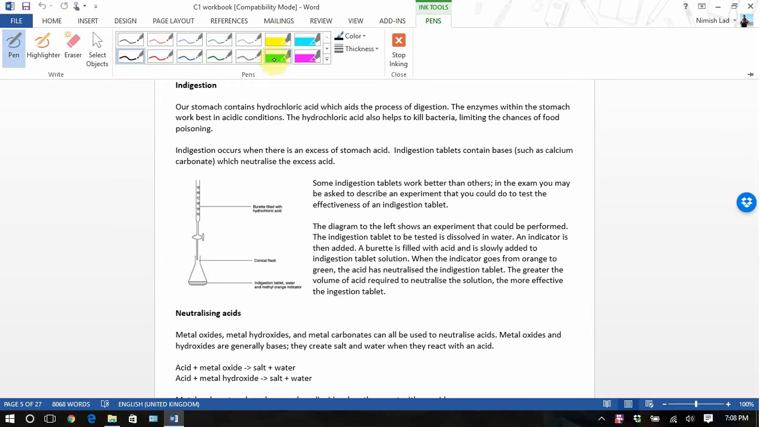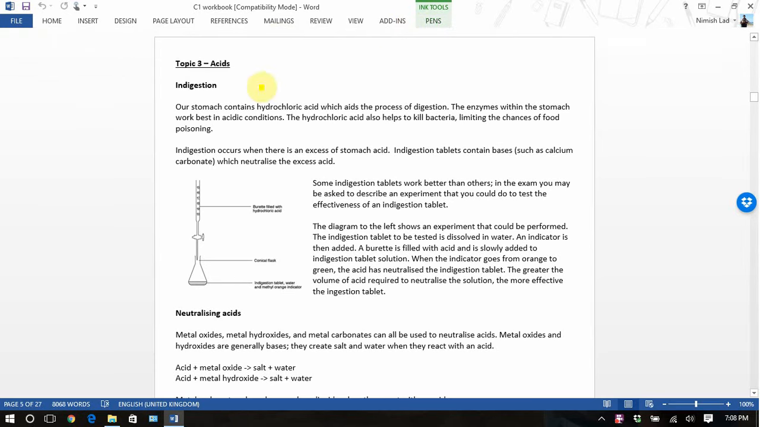This is a C1 video for Edexcel topic 3 chemistry for C1, which is all about acids. Let's go through this. It goes through indigestion, talks about neutralizing acids and how salts are created, and a bit about electrolysis as well. So our stomach contains hydrochloric acid, and there's reasons for that which you need to understand.